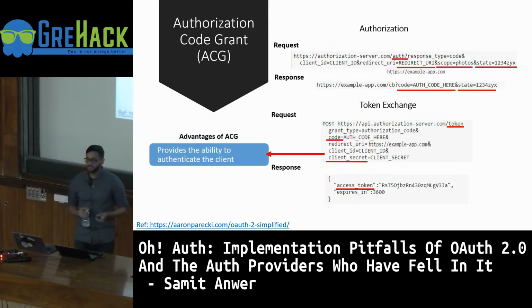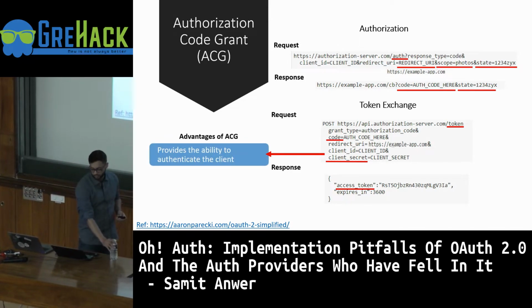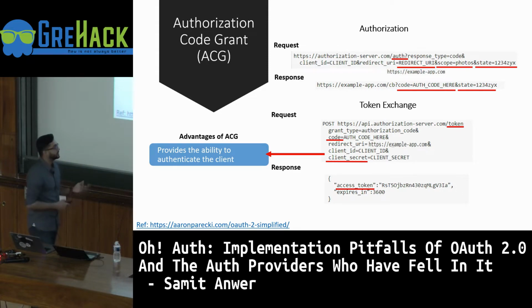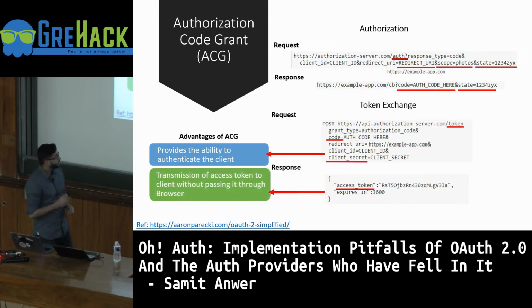So what are the advantages of using the auth code grant flow? Number one, it provides the ability to authenticate the client, which is happening right here. Next, the access token never gets leaked into the browser's history or in the referrer header. That's because it comes in as a post response to the client itself, and it never goes through the user's browser.